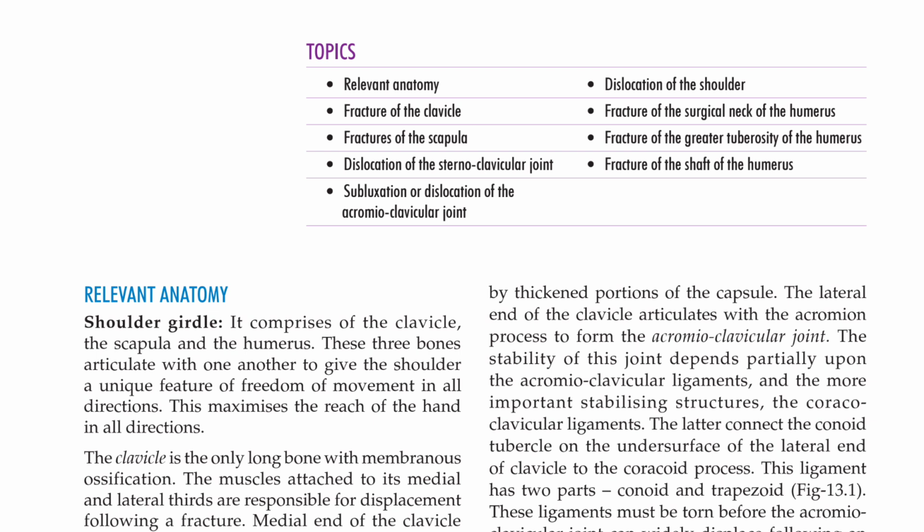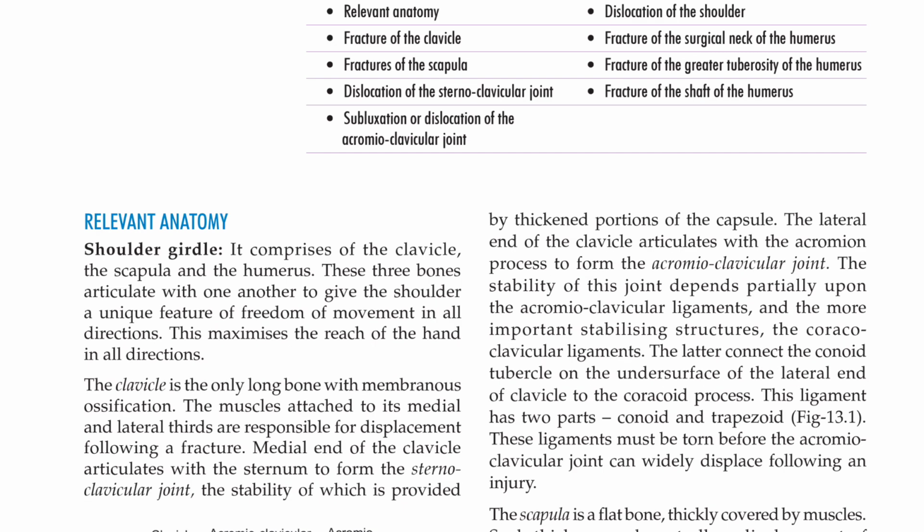So what is the shoulder girdle? The shoulder girdle comprises the clavicle, scapula and the humerus. These three bones articulate with one another to give the shoulder a unique freedom of movement in all directions. This maximizes the reach of the hand in all directions.